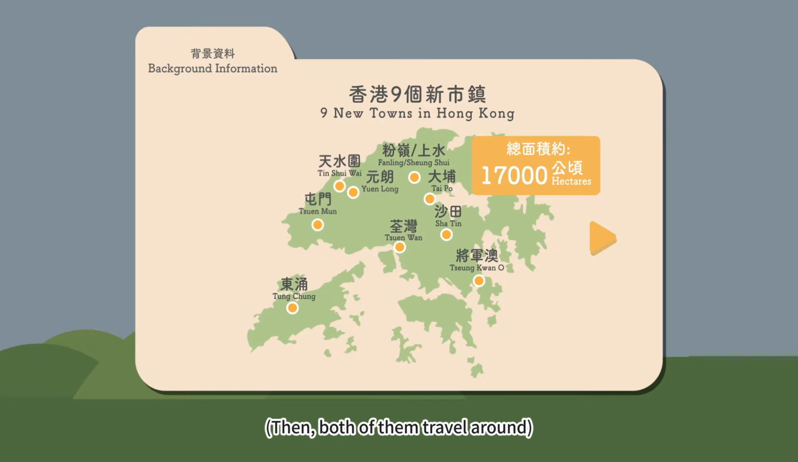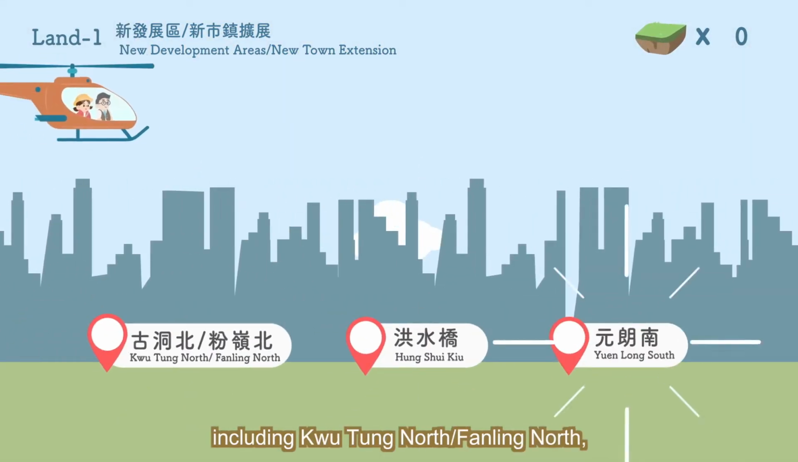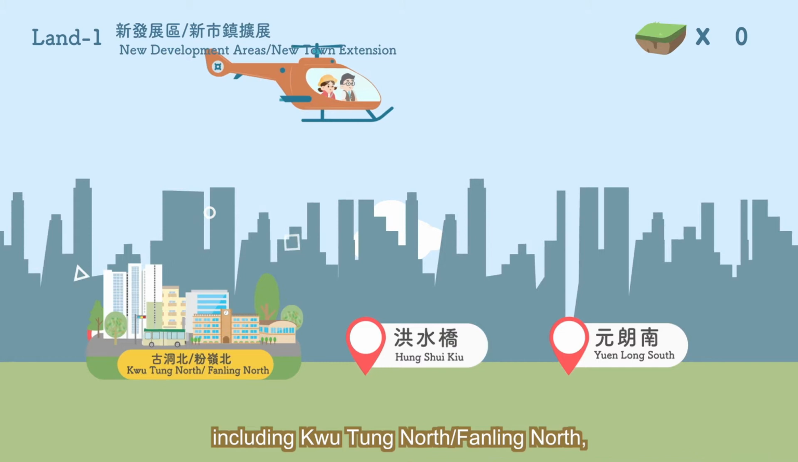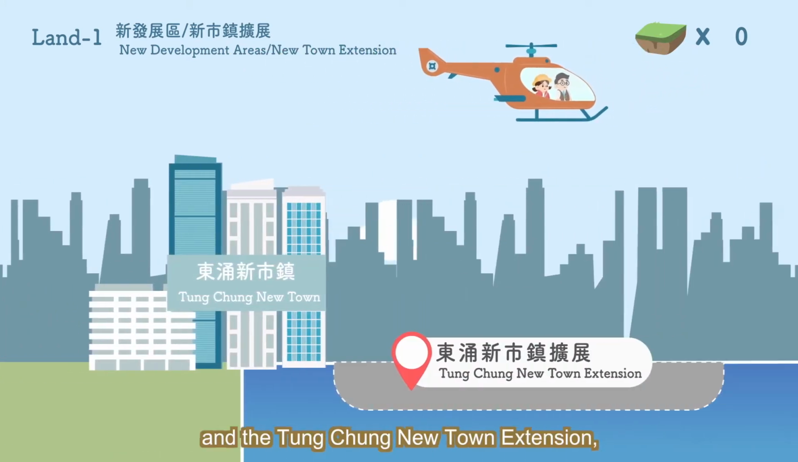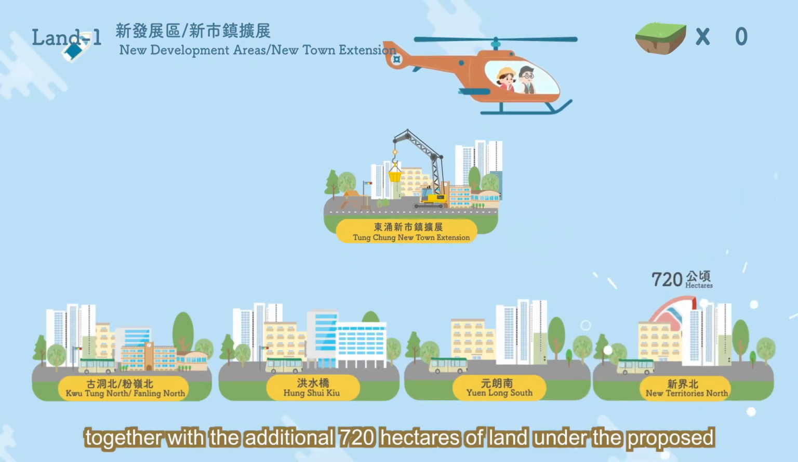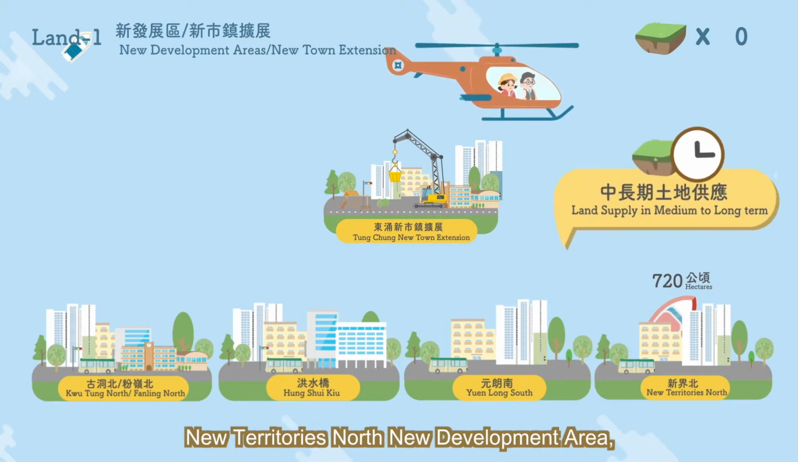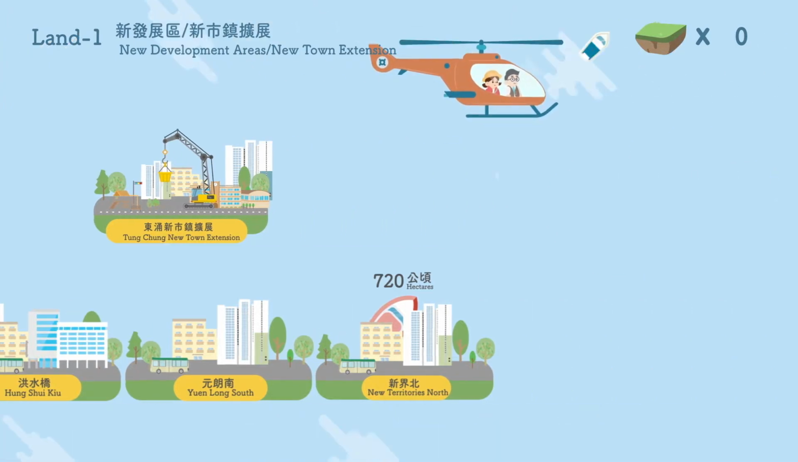Then, both of them travel around the new development area in the New Territories by helicopter and drop down 4 new development areas one by one. All upcoming new development areas, including Kwu Tung North, Fanling North, Hung Shui Kiu, Yuen Long South, and the Tung Chung New Town Extension, together with the additional 720 hectares of land under the proposed New Territories North New Development Area, a total of 2,500 hectares of land will be made available as the medium to long-term land supply.